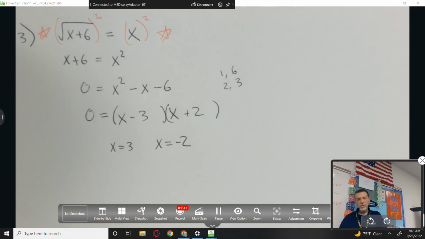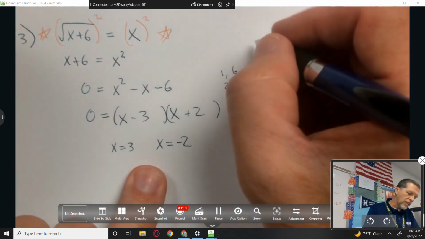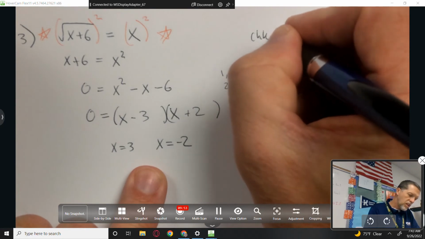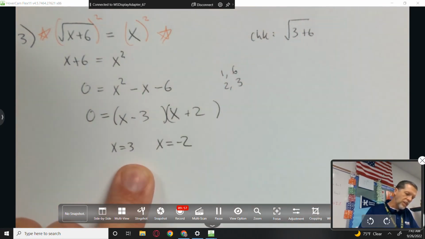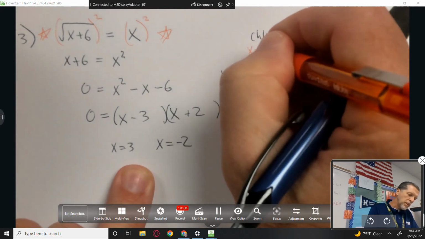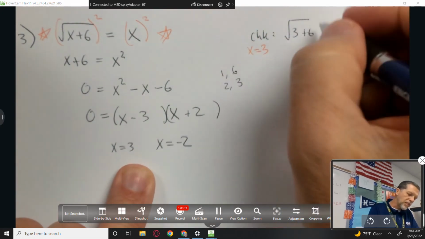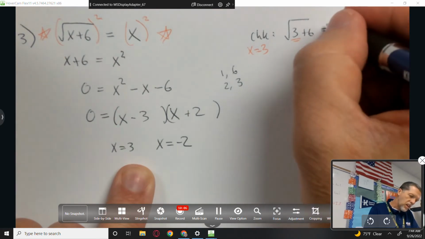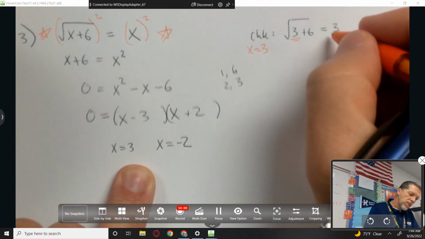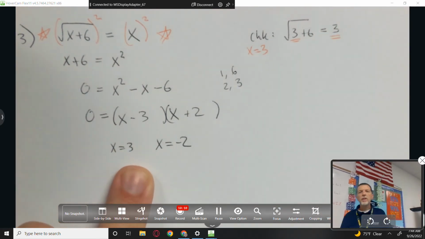But we squared both sides way back at the start of this problem, so I need to check both answers. Square root of 3 plus 6. And again, checking just means you plug in that x value everywhere there's an x. So if I plug in 3, I get the square root of 9 equals 3. Yes or no? Yes.